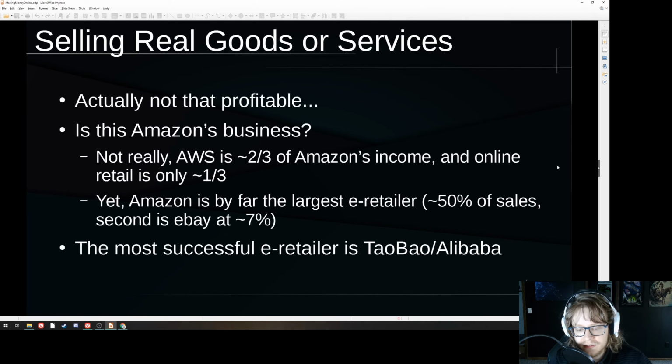So how about selling real goods and services? How about traditional, plain old sales, right?